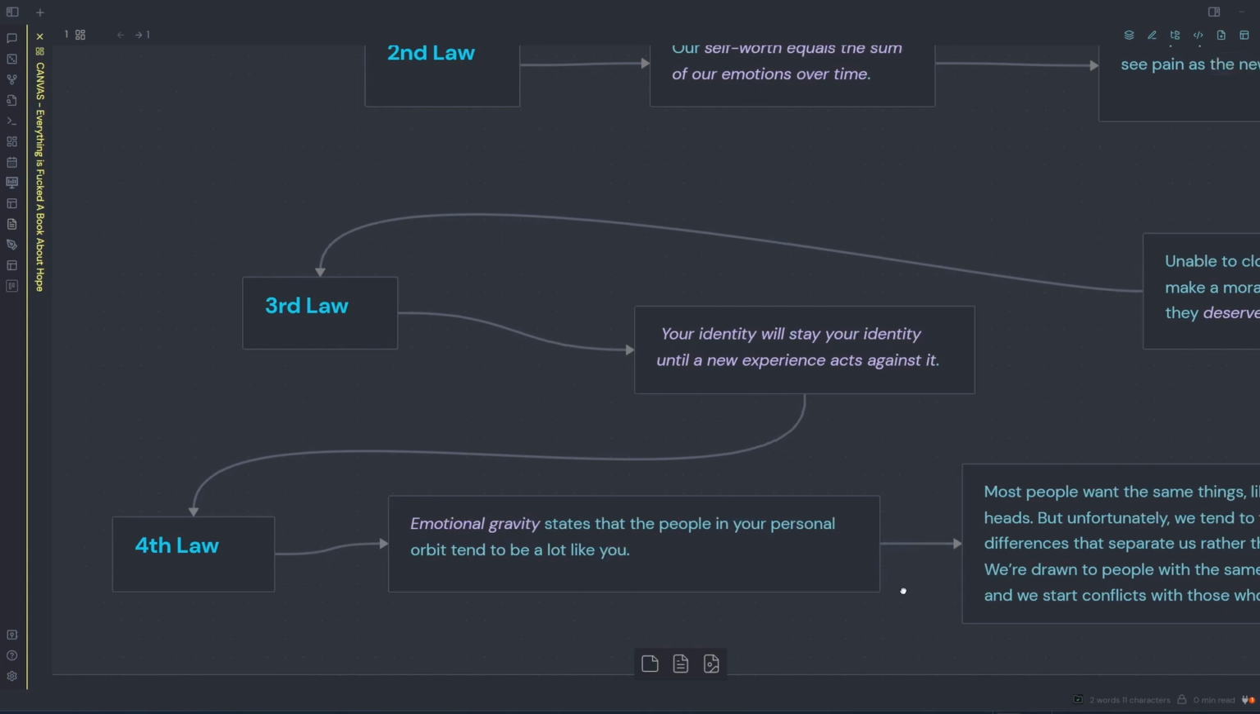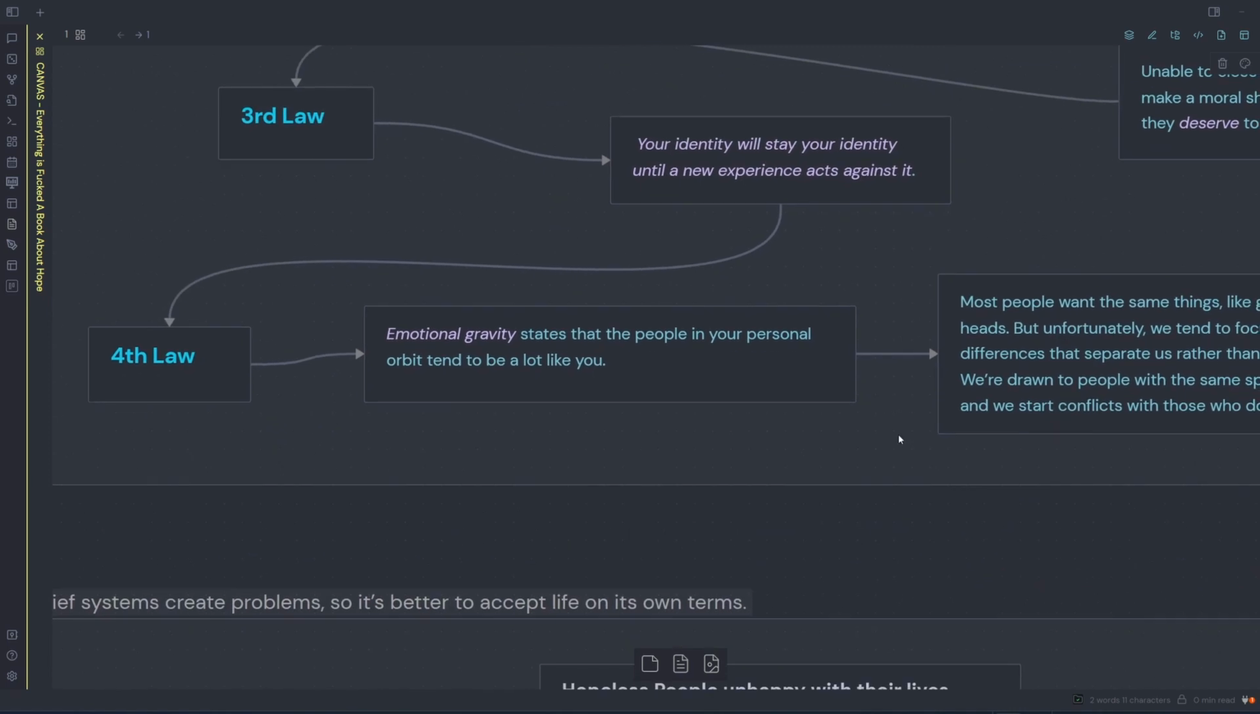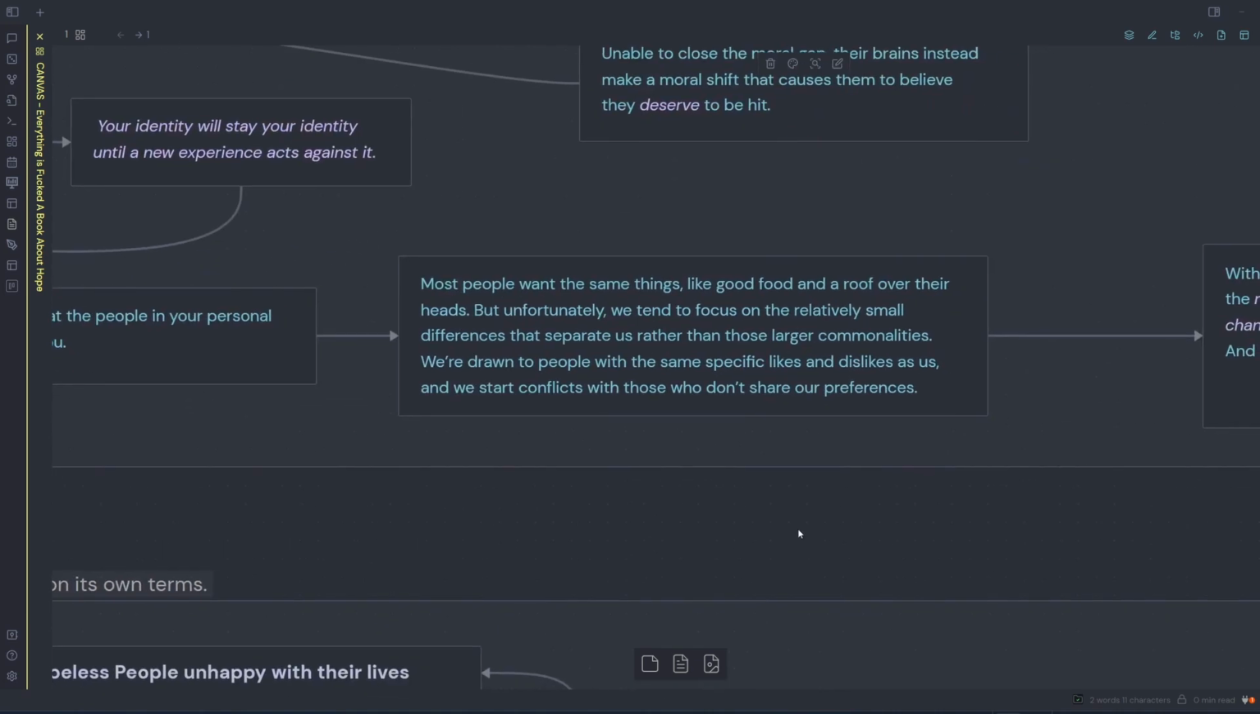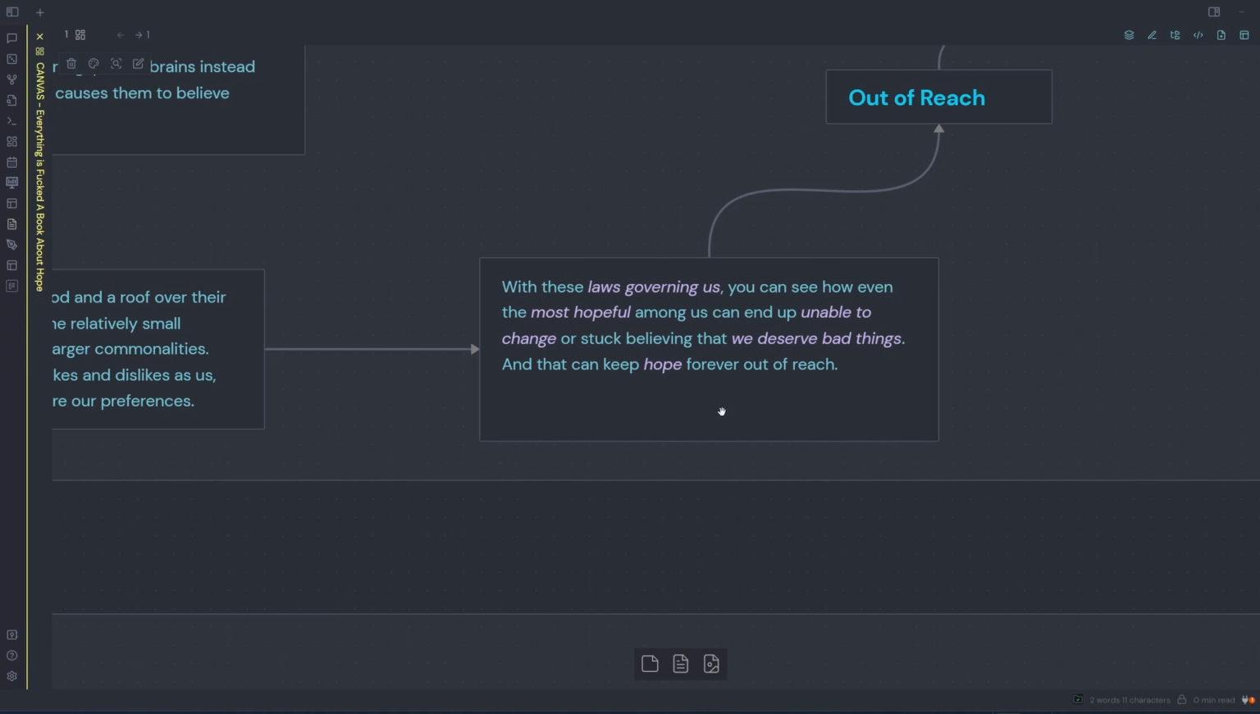The fourth law, emotional gravity, states that the people in your personal orbit tend to be a lot like you. Most people want the same things, like good food and a roof over their heads. But unfortunately, we tend to focus on the relatively small differences that separate us, rather than those larger commonalities. We're drawn to people with the same specific likes and dislikes as us, and we start conflicts with those who don't share our preferences. With these laws governing us, you can see how even the most hopeful among us can end up unable to change or get stuck believing that we deserve bad things. And that can keep hope forever out of reach.